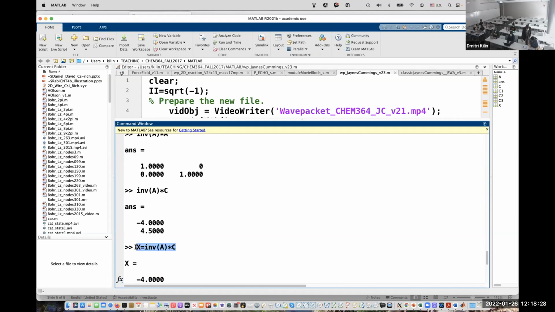Okay. And now X equals inverted A times C. And now try A times X. Does it look similar to C? Type just C. Are they the same? So you solved the equation, right? Yeah, good.